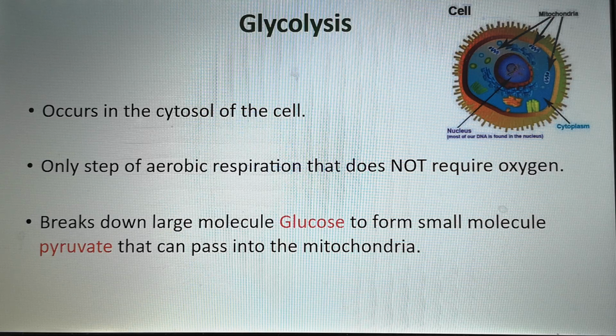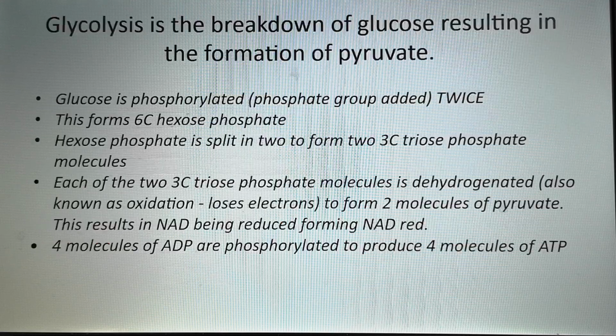Okay, looking at the root of the word, glycolysis does what it says on the tin. It cuts a sugar, and that's what we're doing. We are basically breaking glucose down into 2 molecules of pyruvate. And this is basically what's going on in glycolysis. Glucose is first phosphorylated twice to form a hexose phosphate. Remember, hex means 6 and ose means sugar. So this is a phosphorylated 6-carbon sugar, hexose phosphate.